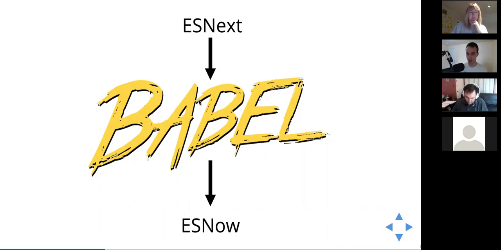And that's what Babel does: it takes the code that you write, the ES.Next code, and converts it into something that is usable by the browsers or the other JavaScript environments that we're shipping to.